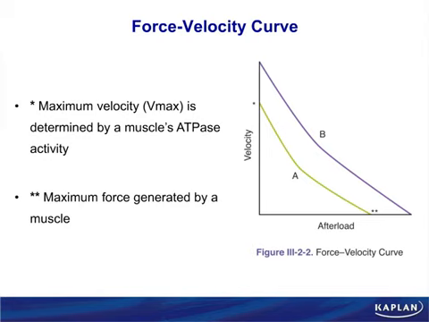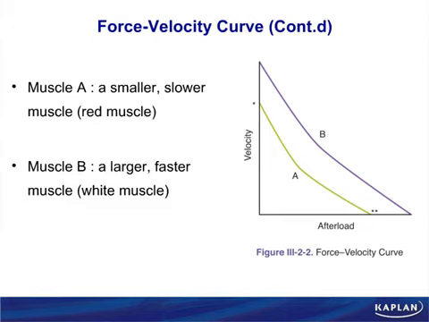So maximum velocity is therefore directly related to how fast I can split ATP, in other words, myosin ATPase activity. The double asterisk just indicates, again, this is maximal isometric force. There is no velocity of shortening, so we know it's an isometric contraction.